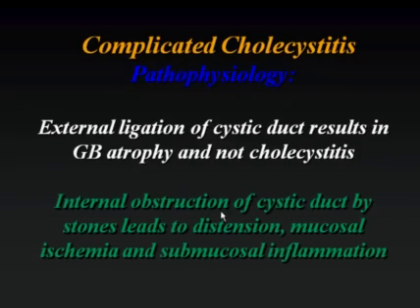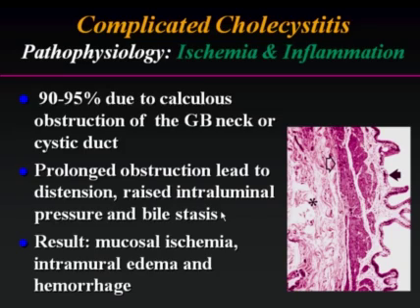Now, in terms of the pathophysiology, it's been known from experimental studies that if you perform external ligation of the cystic duct, it merely results in atrophy and not cholecystitis. However, if there is internal obstruction of the cystic duct by stones, this leads in turn to distension, mucosal ischemia, and submucosal inflammation. And in most cases, this is of course going to be due to calculous obstruction of the neck or cystic duct by a stone, leading to prolonged distension, raised intraluminal pressure, and ultimately bile stasis.